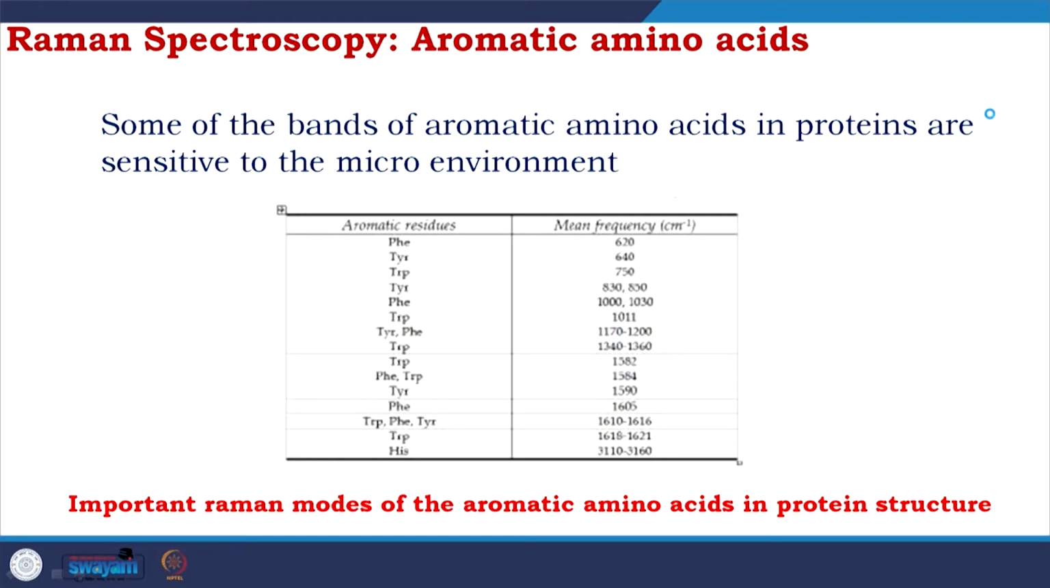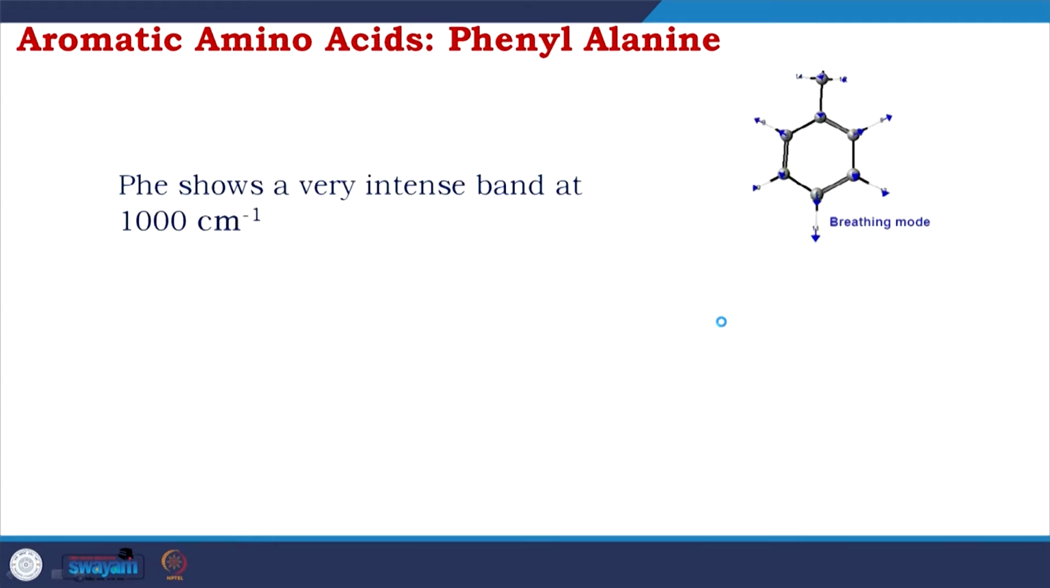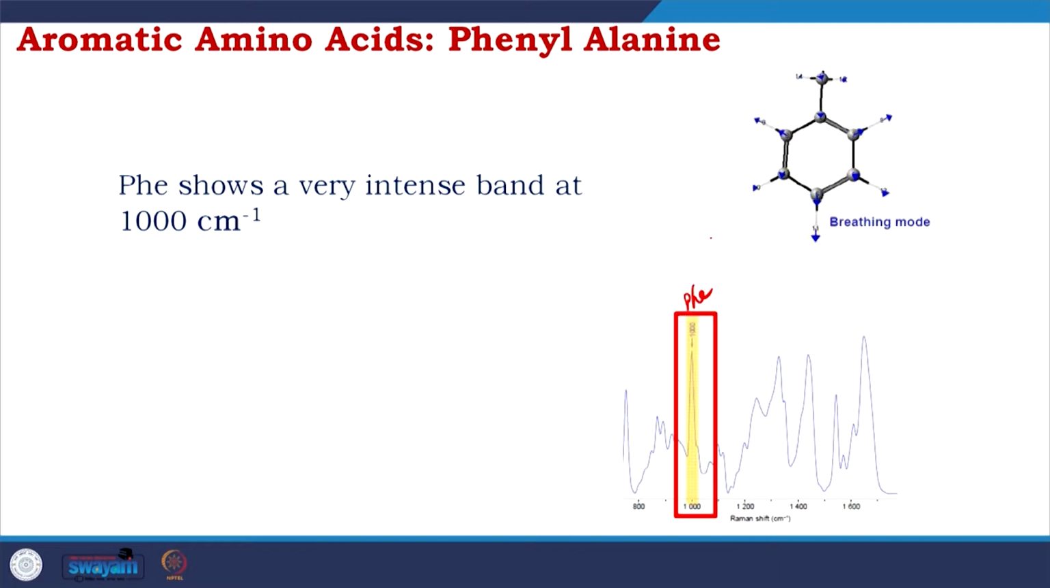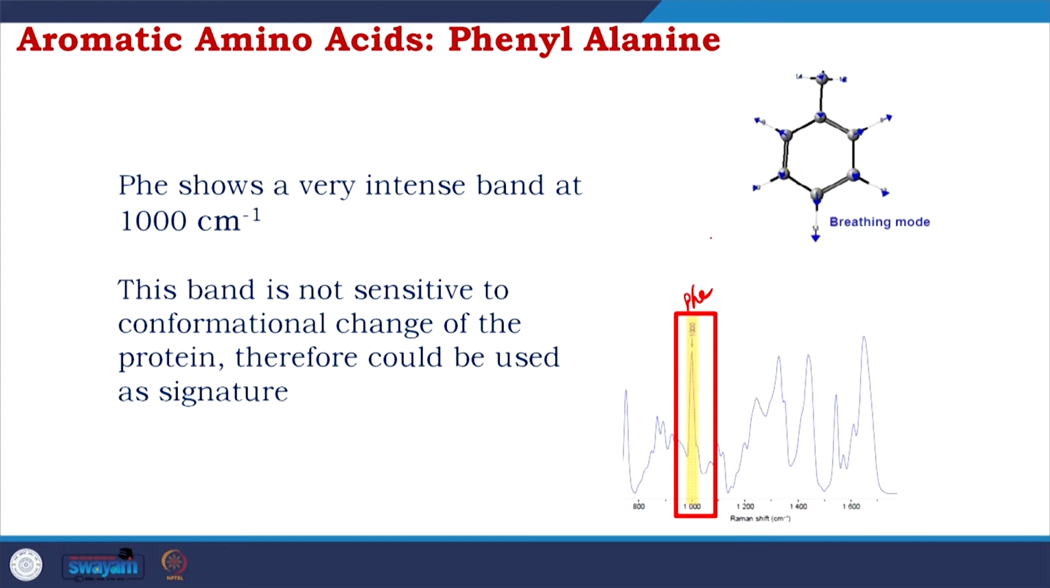Some of the bands of aromatic amino acids in proteins are sensitive to microenvironment. You see the aromatic residues and their mean frequencies. Important Raman modes of aromatic amino acids in protein structure could be found by looking at those frequencies, and it is possible to identify them. Phenylalanine shows a very intense band at 1000 centimeter inverse. This band is not sensitive to conformational change of the protein, therefore, it could be used as a signature. You should get it with the presence of phenylalanine.